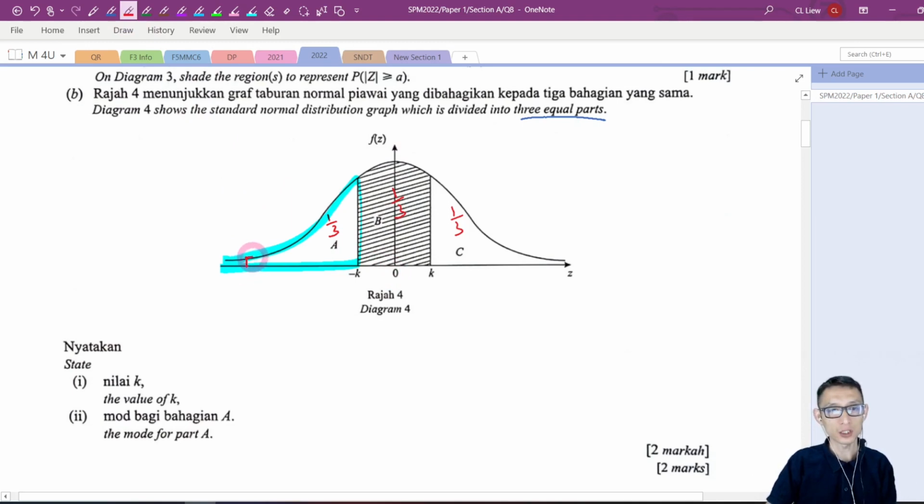Let's say if you draw a lot of histograms over here, the tallest one will be here. So the mode for part A, the tallest histogram, will be here, at negative k. Just now we got the answer, k is equal to 0.431. So the mode will be negative 0.431. Why negative? Because this is negative k. Okay, so this is the answer for the second part.